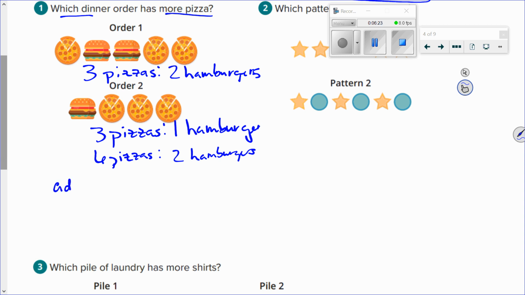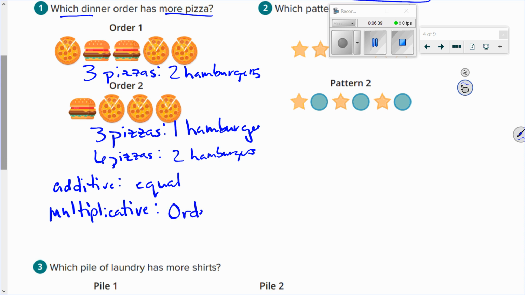So you could have had either answer and justified it. If I used additive, I would have said equal. If I used multiplicative, in other words, finding the same amount of hamburgers, then it would have been order number 2. So either one of those could have been a correct answer. For those of you that said order 1 had more, sorry, I can't really get a good justification on that one. So that should help set you up for number 2.